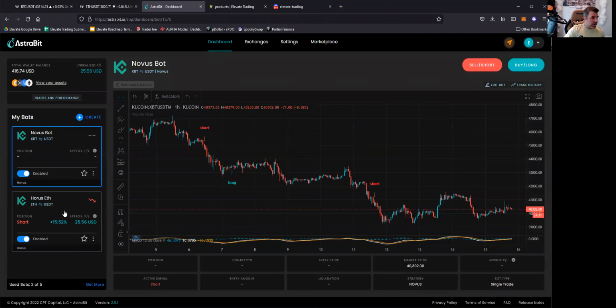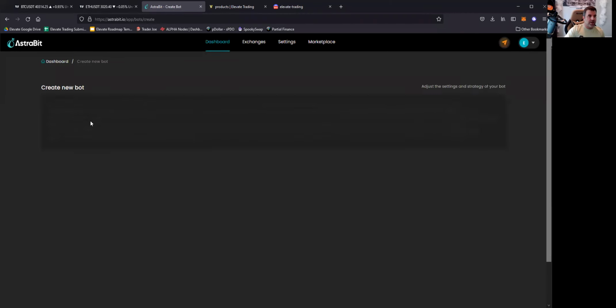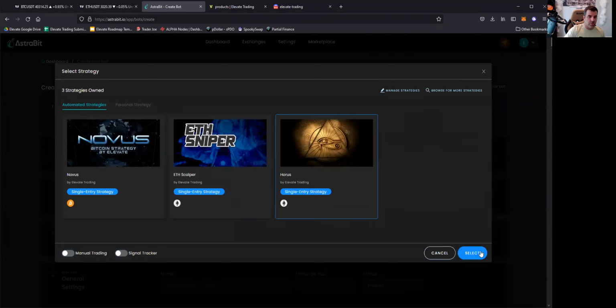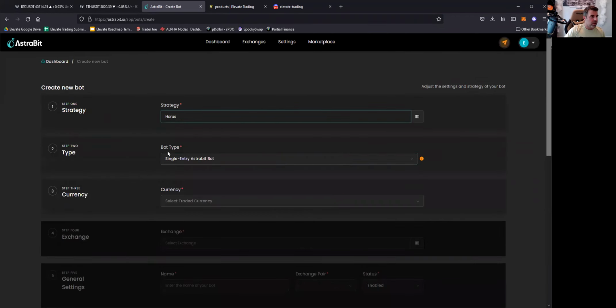So creating a strategy, creating a new bot, there are 2 options. The bot can do whatever for you, and just allocate 100%, almost like a market buy, if you will. Let's say I want to use Horus. So here is bot type: single entry AstroBit bot. This is essentially a market buy. This is likely going to be your default settings.